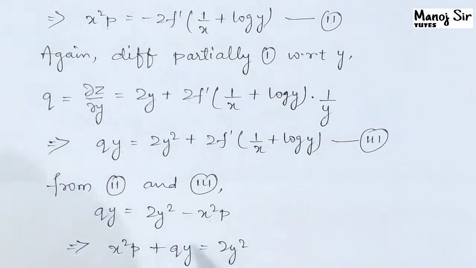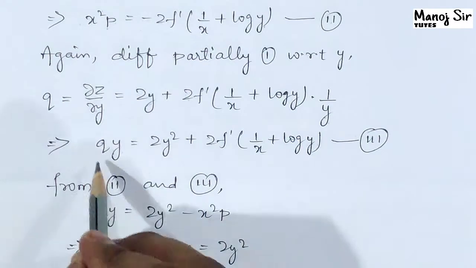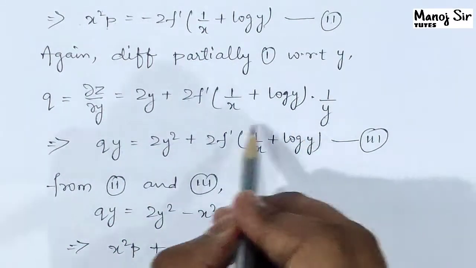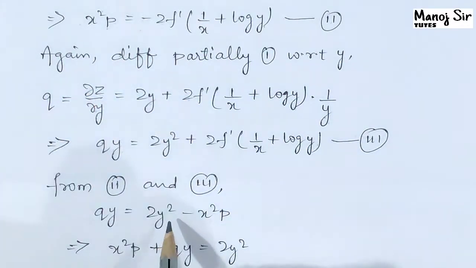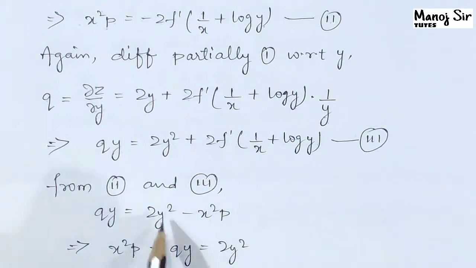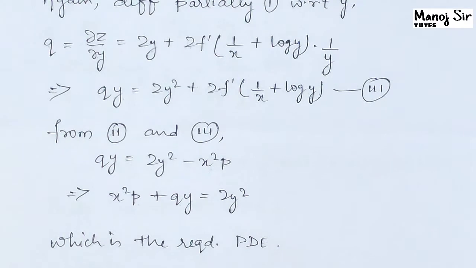So from equation 2 and 3, that is equation 2 and equation 3, what we can say, that is q into y equals twice of y square. In place of this, we can write minus of x square p. So this is minus x square p. Now taking this to the left hand side, this will become x square p plus qy equals 2 into y square. And this is my required partial differential equation.